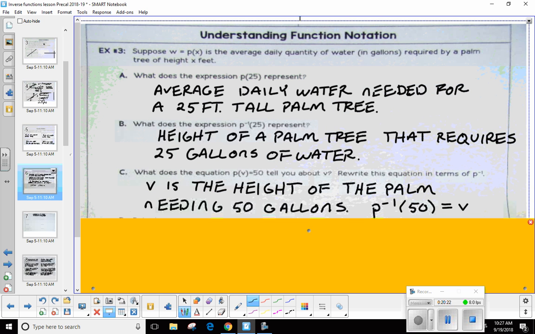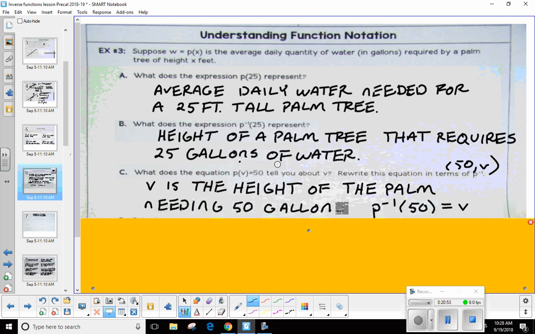There you go. So I said V is the height of the palm needing 50 gallons. And then P inverse of 50 equals V. Because remember, think about your input versus your output. A point on this graph would be V, 50, but on the inverse, that same point would be 50, V. Again, all you're doing is switching the X and the Y values. That's all you're doing here.